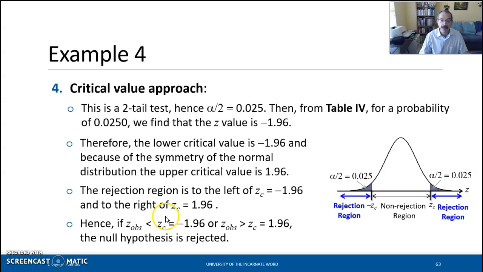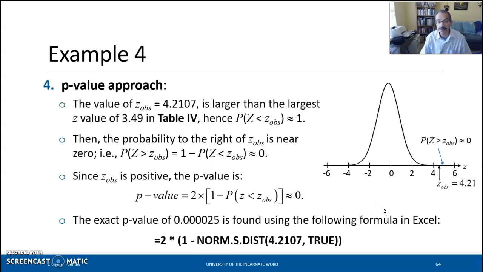So if the calculated value of the test statistic falls in either rejection region, we'll reject the null hypothesis. Now, in terms of the p-value approach, the z-value of 4.2107 is larger than the largest z-value of 3.49 in table 4. So that implies that the probability of the random variable Z being less than z observed is practically 1. And the probability to the right of that z-value of 4.2107 is practically 0. That's what this statement is telling us. And the figure here is accurate, showing the probability to the right of this 4.21 is practically 0.